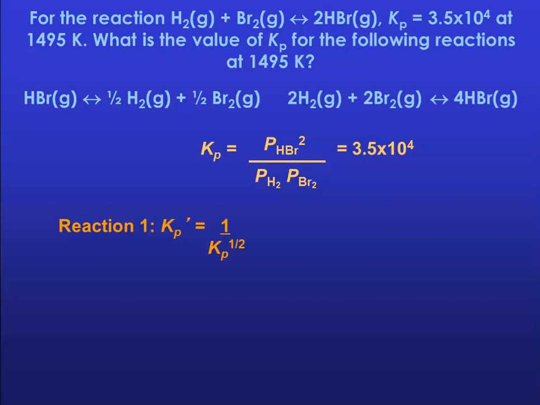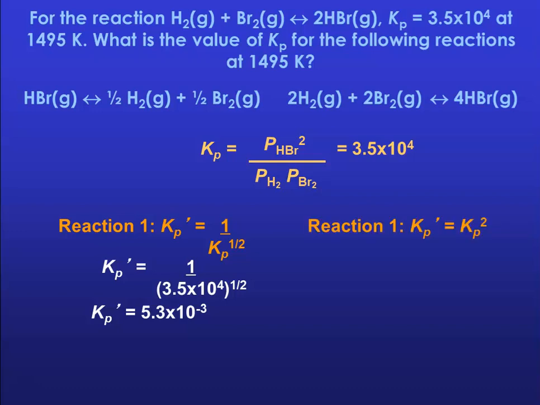So to calculate the new K, I would take that original K, take the square root of it, and take the inverse of that value. And when I do that math, I get that the new K has an equilibrium constant of 5.3 times 10 to the negative third. If I do this for reaction 2, I see that it's the exact same reactants and the exact same products, but the coefficients have been doubled. So I would need to square my original equilibrium constant. And when I do that, I see that my equilibrium constant is 1.2 times 10 to the 9th.